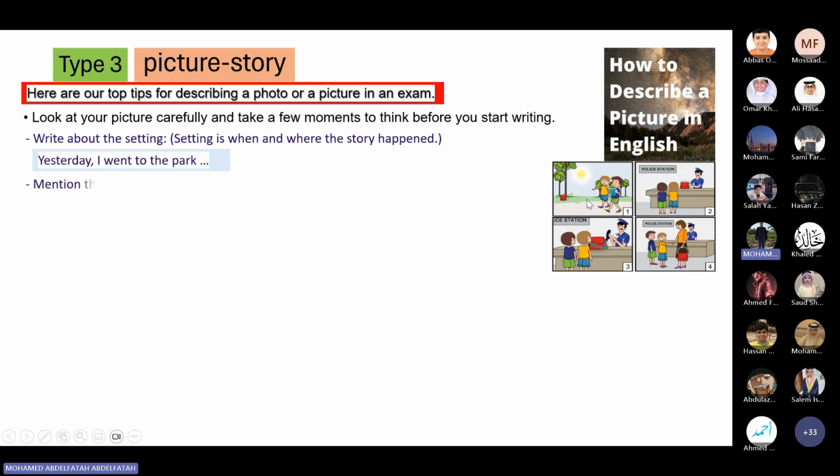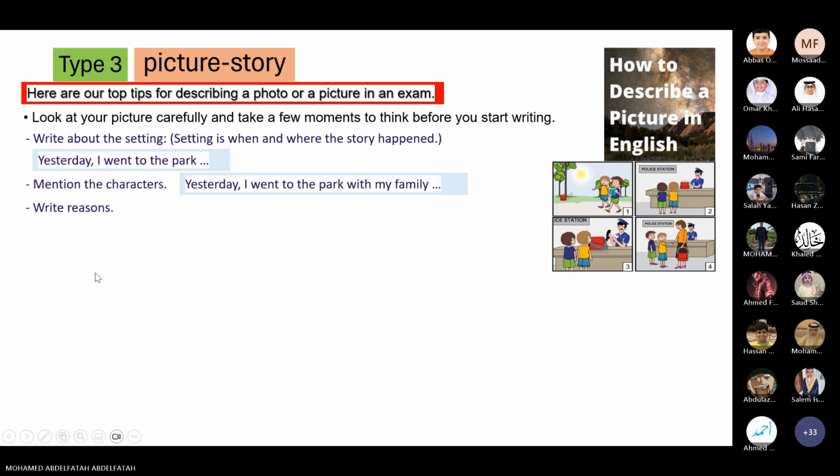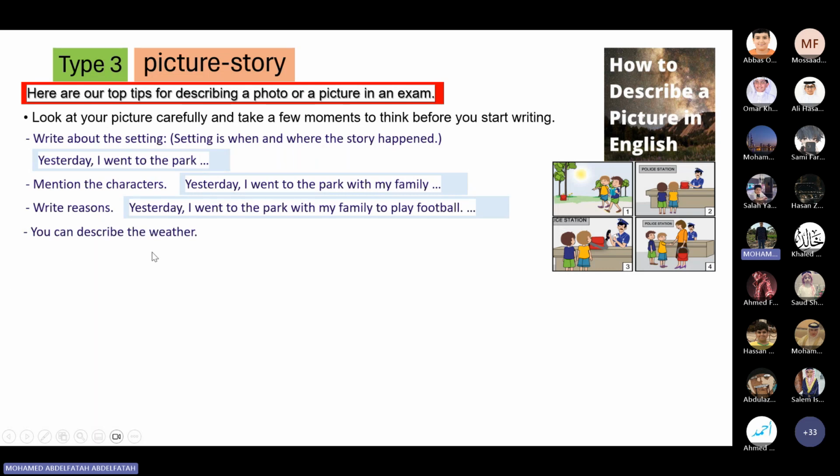This is part 1. Then mention the characters. Who are the characters here? I went with my family, I went with my brother, I went with my sister, I went with my cousin, I went with my friend. That depends on the story that will come to you in your exam. Write reasons. For example, yesterday I went to the park with my family to play football, with my friend to play football.